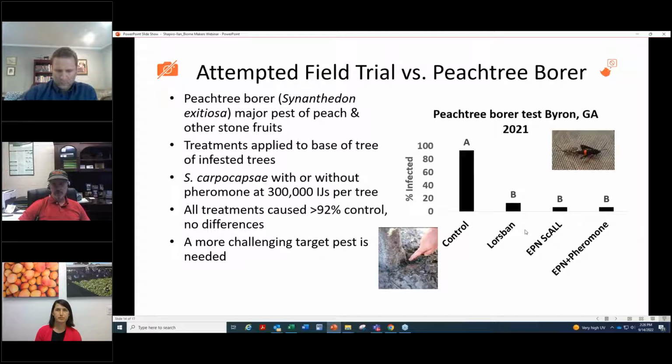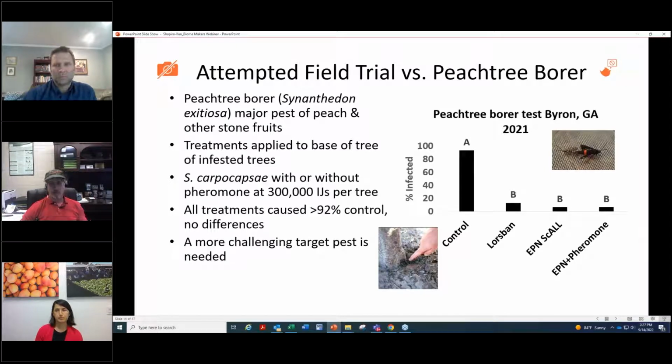And it's important to note that chlorpyrifos, Lorsban, which was the recommended pesticide at that time for peach borer, the nematodes did just as well, and we see that time and time again in many field experiments. The nematodes can do as well as the chemical insecticides. Of course, chlorpyrifos is now removed from use.